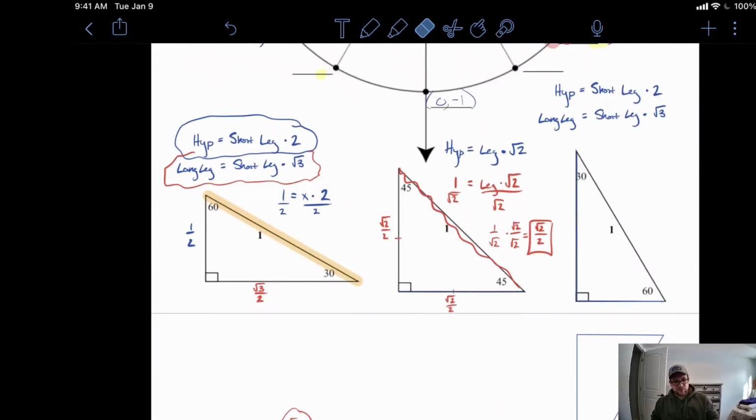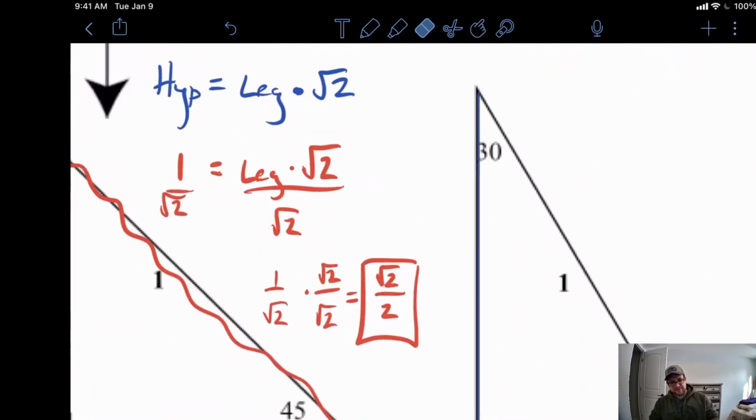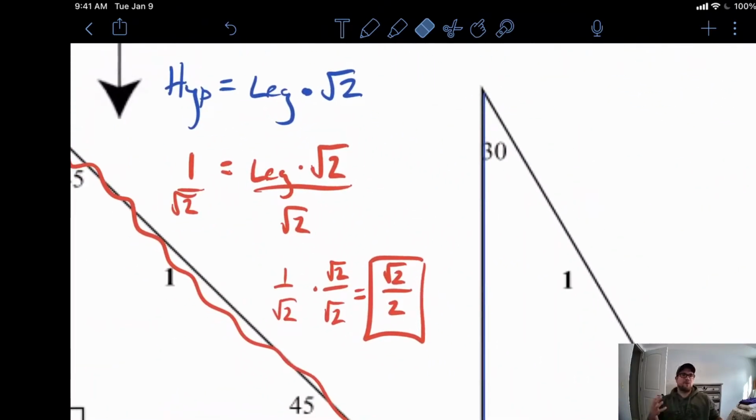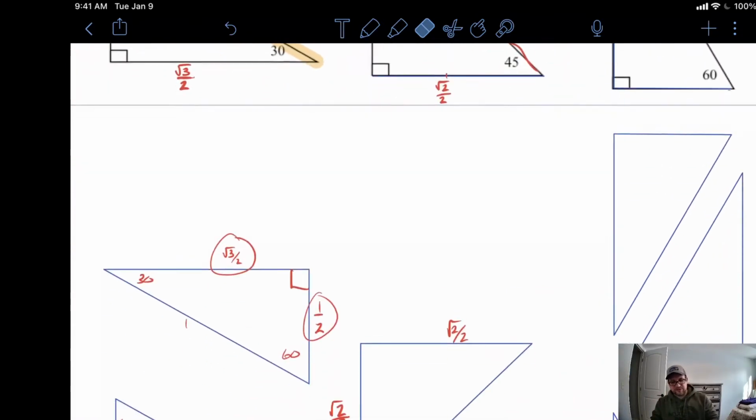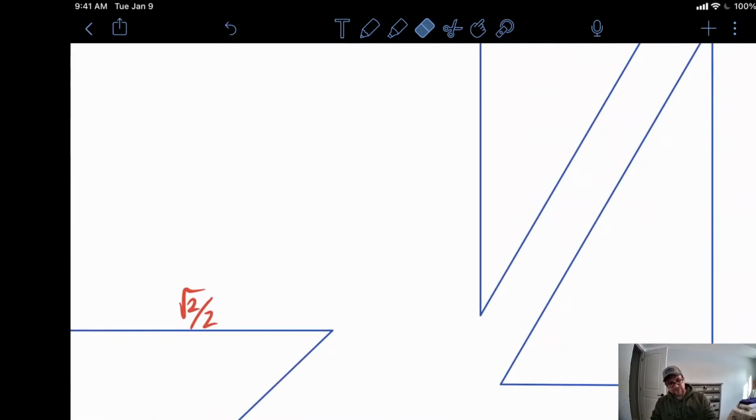Here's the last triangle we're going to be working with. This is also that 30, 60, 90 triangle. It's just oriented a little bit differently on our unit circle. So let's get our first one right. This is going to be our 60-degree angle. This will be our 30-degree angle. The short leg is 1/2, the hypotenuse is 1, and the long leg, just like we found before, is the square root of 3 over 2.